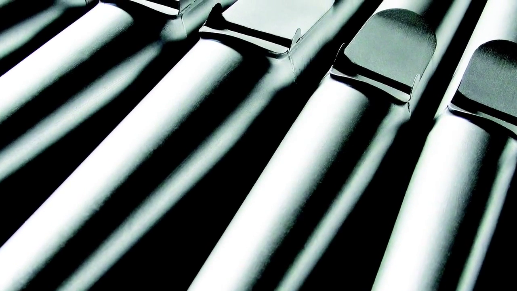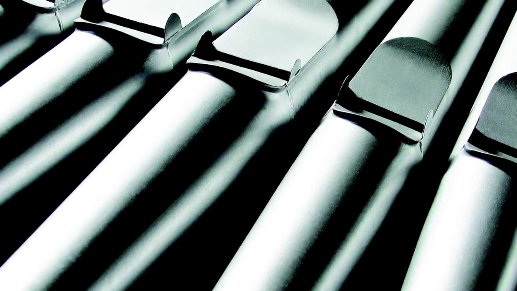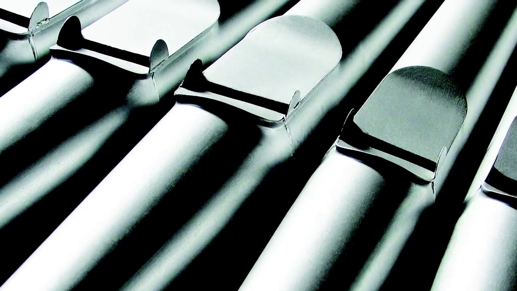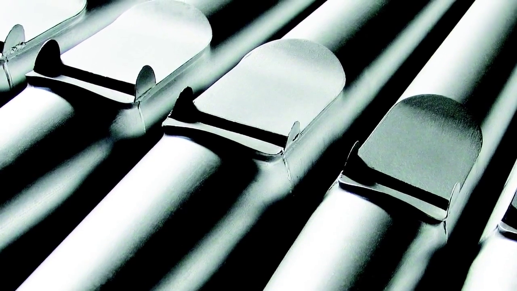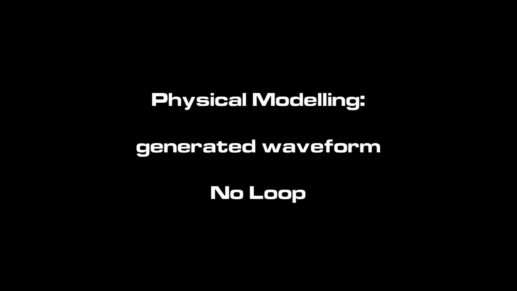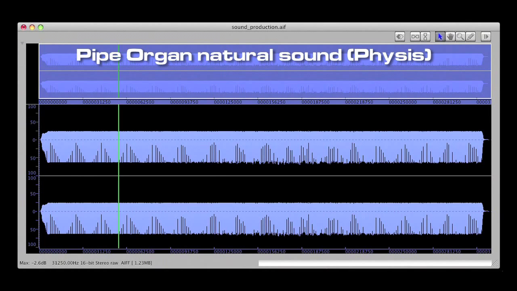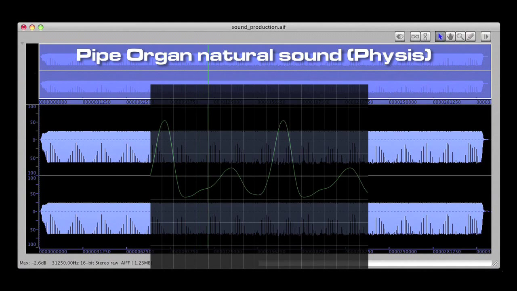The Physis technology allows simulating continuous variations of the sound due to the natural micro-casualness of oscillation of the jet of air. The algorithm is able to produce a sound with natural micro-variations, always being different and much more realistic.